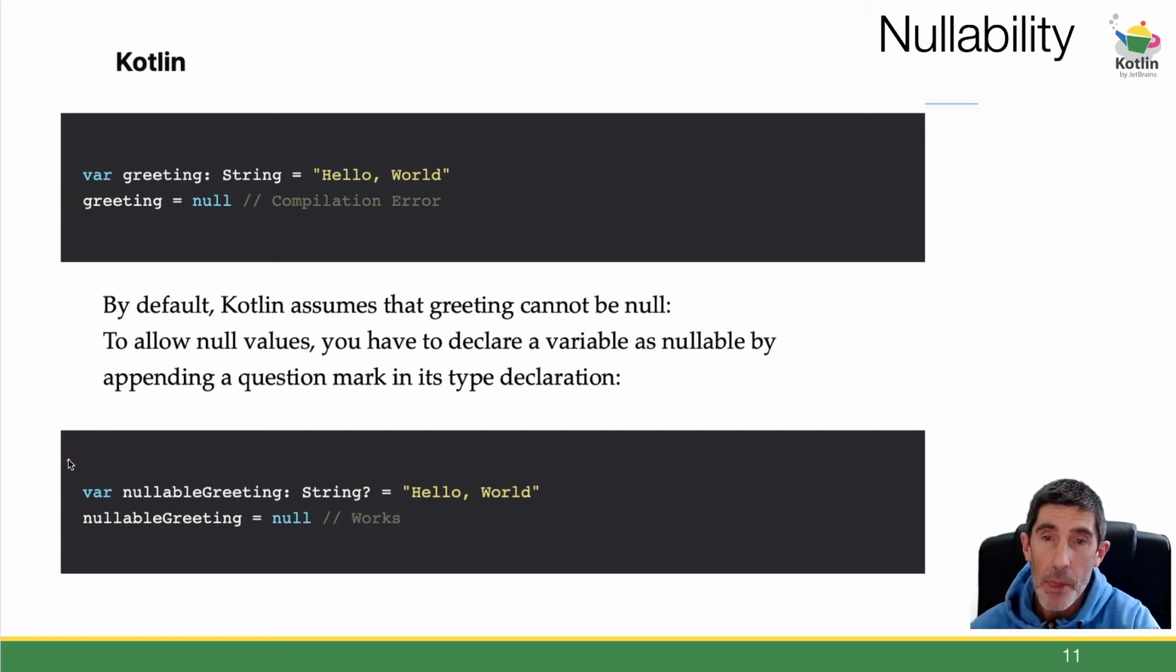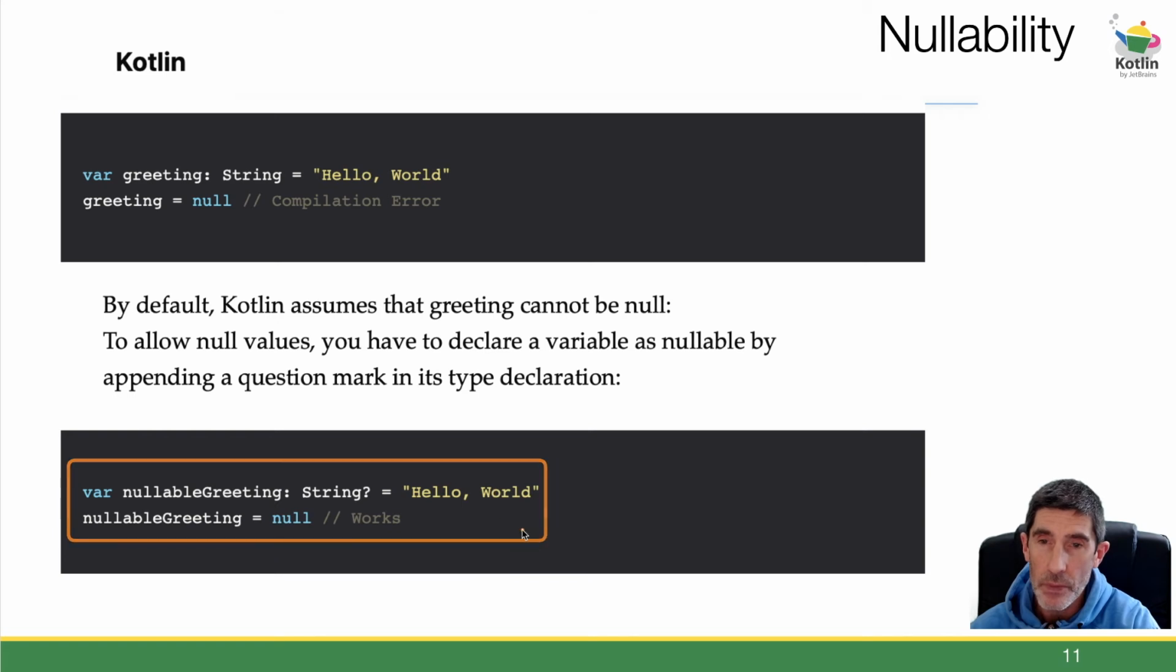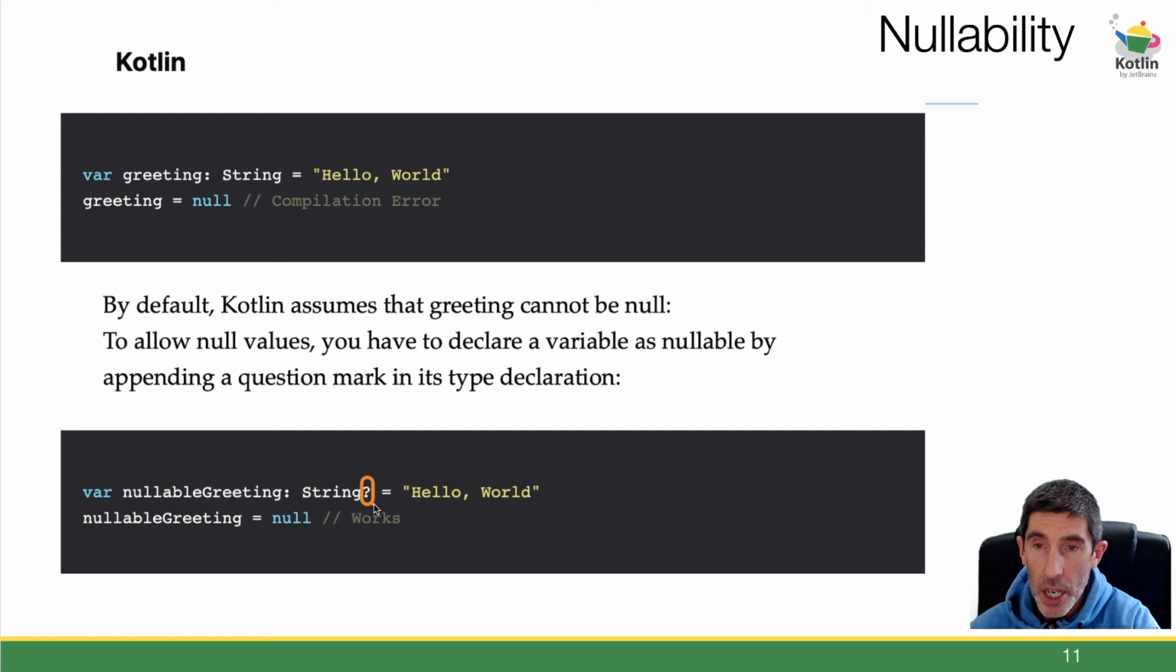So what you have to say is something like this down here. We can say var nullable greeting colon, and that's the key part there. We're appending the question mark to the end of the type declaration, and then assigning it a value, so that at a later point, if we go ahead and reassign that null, that works fine.